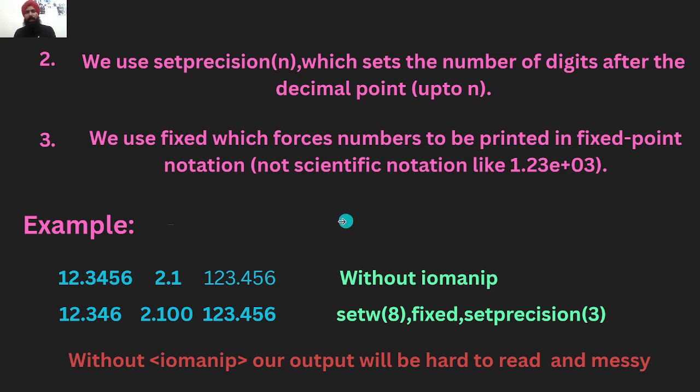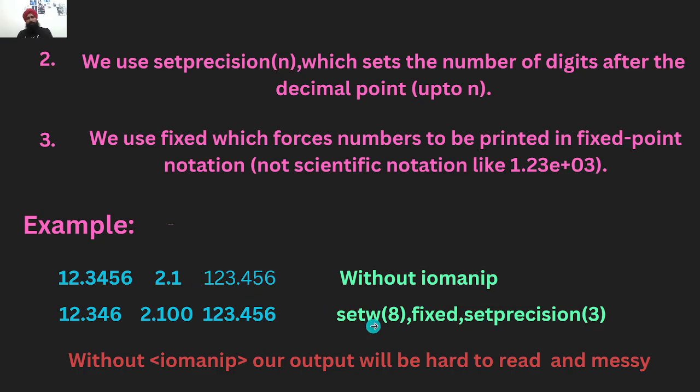Like when I say 3000, then we normally write it as 3 into 10 raised to the power 3 in scientific notation. When we use fixed, it forces the number to be written in fixed point notation, like 3000. I have also given an example here. Here 12.3456, 2.1, 123.456. Now without iomanip, all of these things become kind of irregular and messy, because we see that in 12.3456 there are 4 digits after the decimal point, in 2.1 there is only 1 digit after the decimal point, and in 123.456 there are 3 digits after the decimal point.